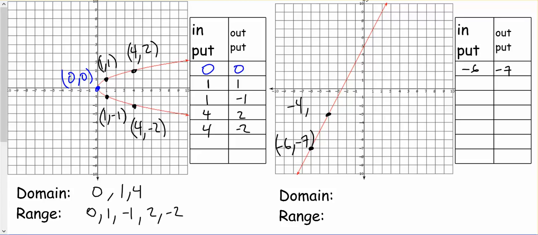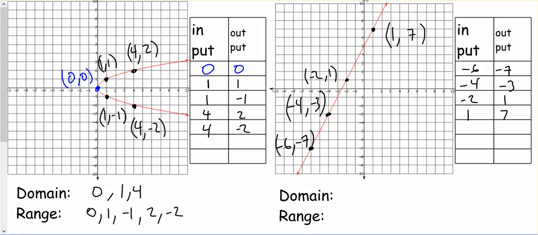-4 for an input would give us an output of -3. That's the point -4, -3. We could pick a point -2. Our output would be 1 here: -2, 1. We could pick some positive points. They don't show up on our graph, but that would be the input of 1 and the output of 7.